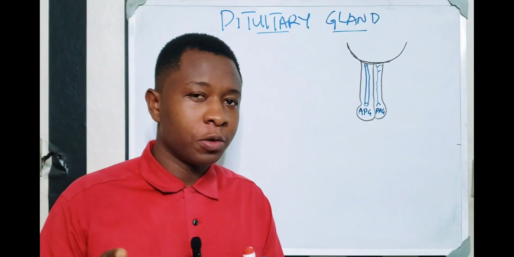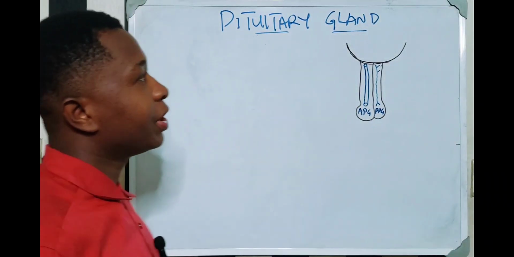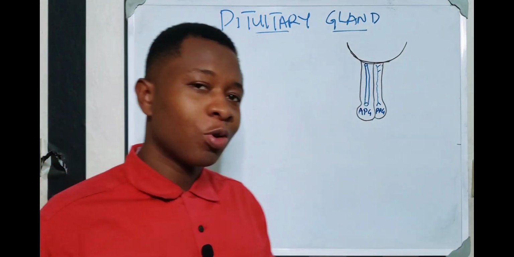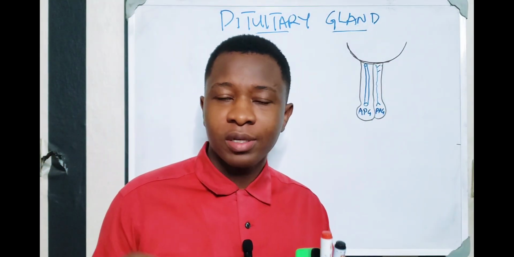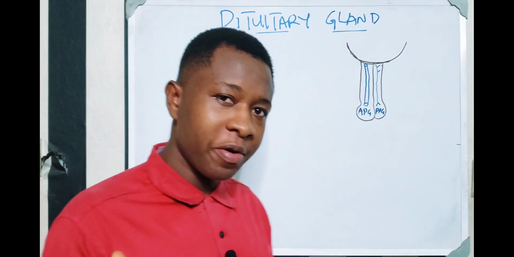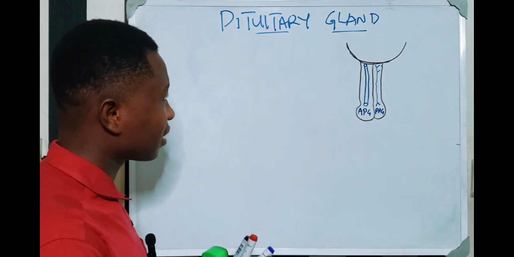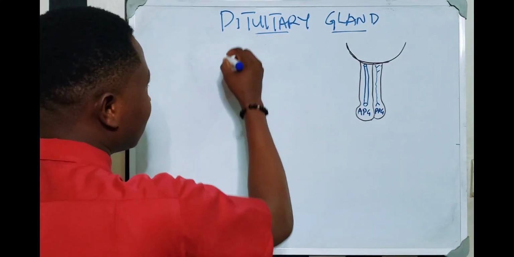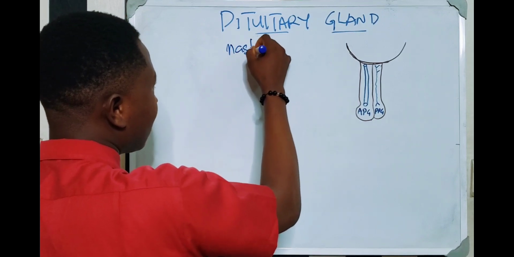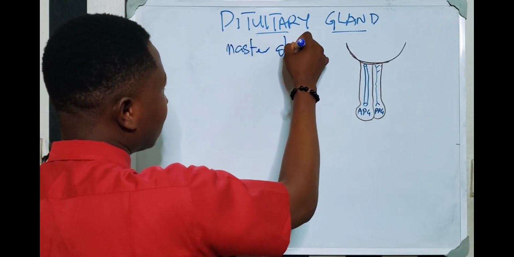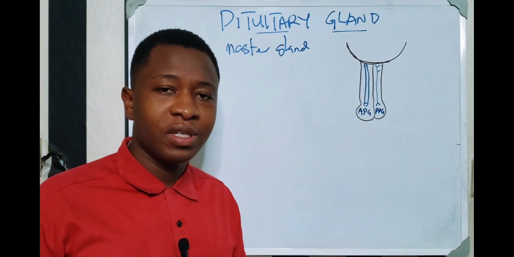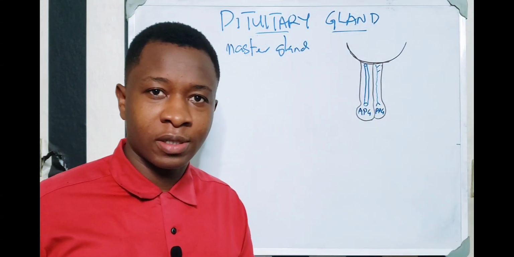Hello guys, in this video I will talk about the pituitary gland. The pituitary gland is just one of the glands that makes up the endocrine system. It is very important, and as a matter of fact it's often referred to as the master gland, because it controls the activities of other glands.